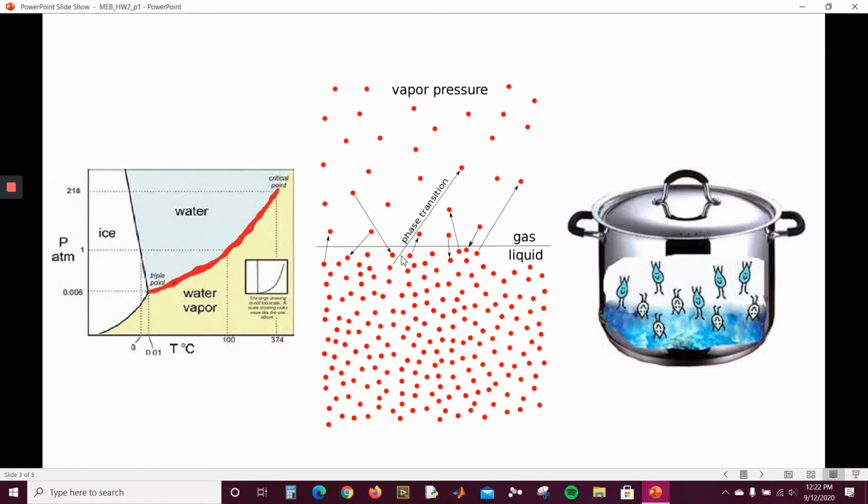And as it points out, this would be the phase transition across this line, and as long as these molecules are moving into this phase, and then these molecules are moving into this phase at the exact same rate, these would be in equilibrium. And then I also have a little picture right here kind of showing the same thing in a boiling pot with some cute water molecule guys.